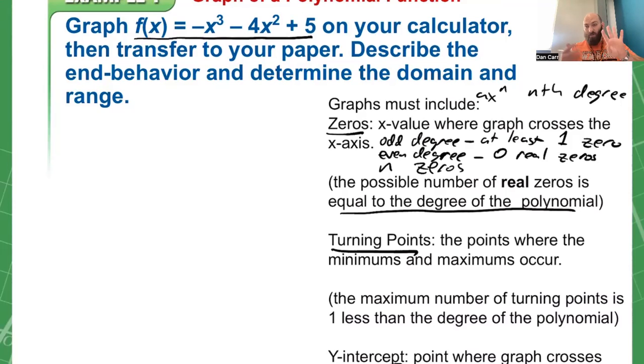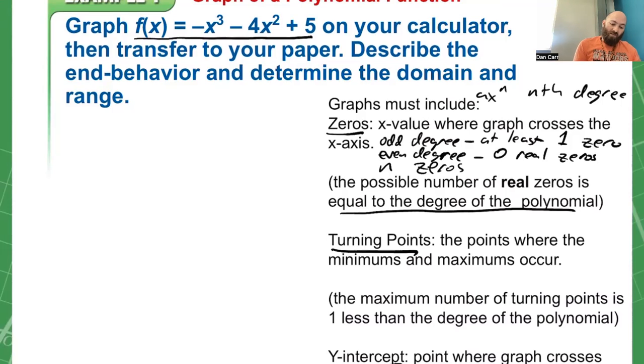So like we said, we have a fourth degree. We can have 4 zeros, 3 zeros, 2 zeros, or no zeros. Okay, no real zeros. If we have a third degree, I can have 3 zeros, 2 zeros, or 1 zero, but I cannot have 0 zeros.